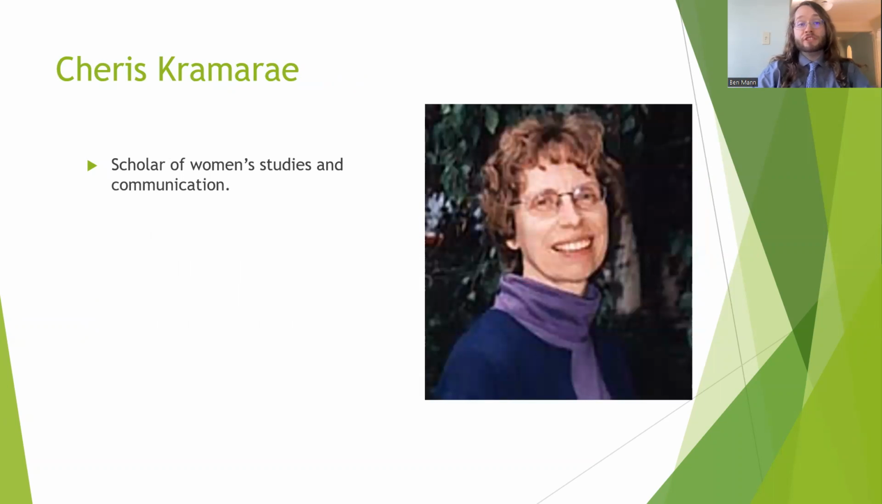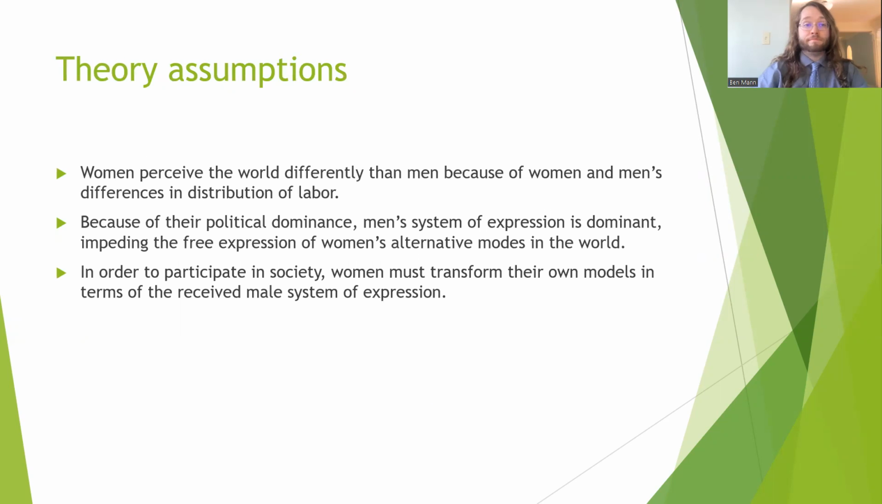So this theory comes from Cheris Kramarae, who is a scholar of women's studies and communication. And this theory is very closely connected to the ways in which gender impacts our understanding of historical marginalization. There are a few assumptions from this theory. One of them being that women perceive the world differently than men because of women's and men's distribution of labor. The idea that historically women have not had the same types of opportunities for career growth that men have, even though there have been a number of changes in a contemporary way, is an important idea here.